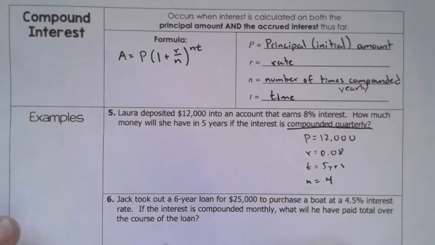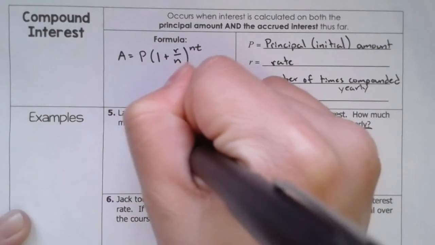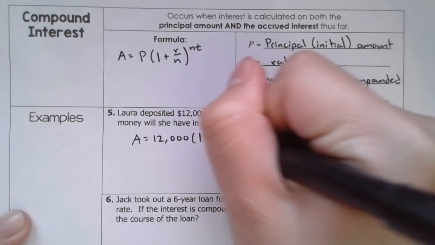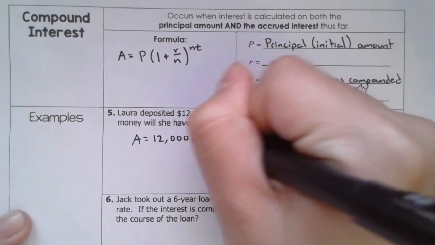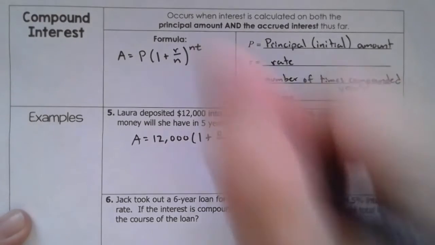So A is equal to P, 12,000, and then 1 plus 0.08 over 4, to the N times T, so 4 times 5.